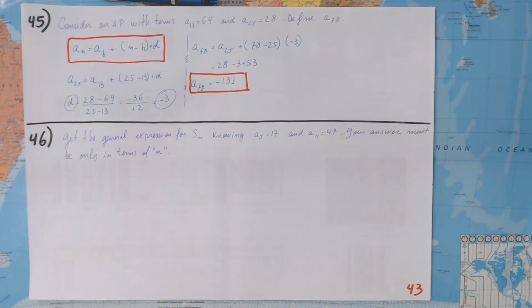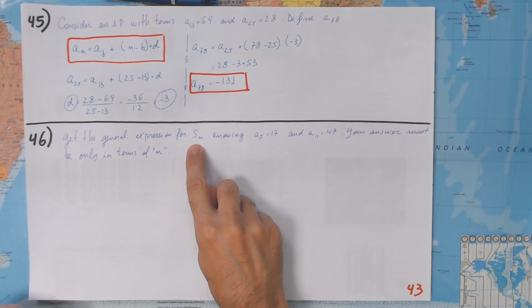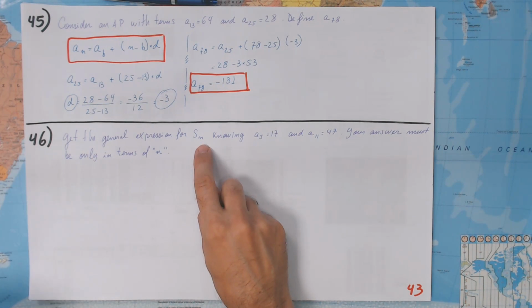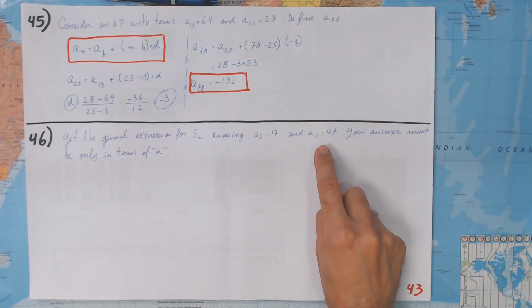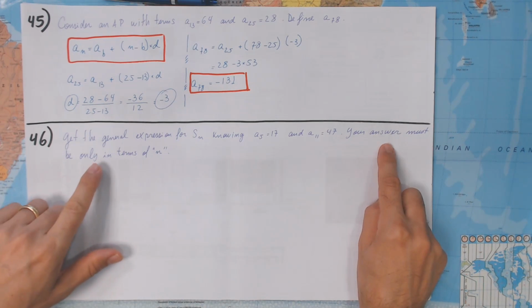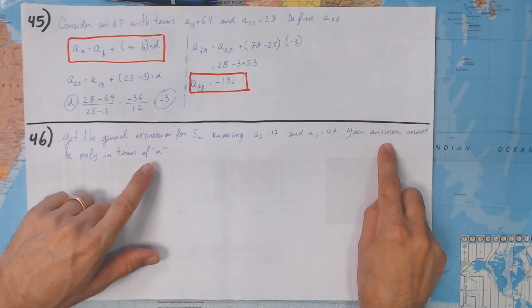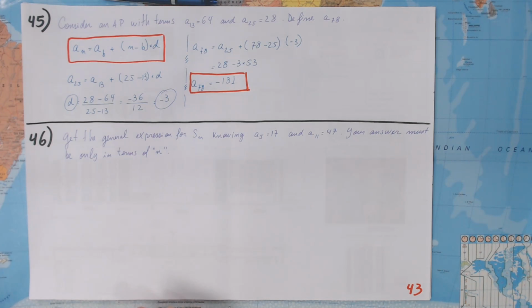Okay, now let's see this exercise. This is more like a theoretical one. And now, number 46. Get the general expression for Sn, the summation of the n terms, knowing A5 equals 17 and A11 equals 47. Your answer must be only in terms of n. I don't want anything else than n in that equation.